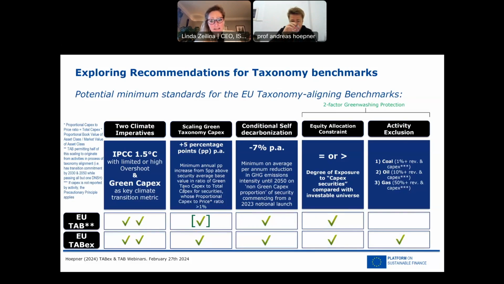Does the 7% year-on-year reduction limit the ability for benchmark administrators to select assets that may be decarbonizing at a different rate? The answer to that is no, because the benchmark administrator decides the weights. And so in that sense, it's no problem if some companies decarbonize 3% and others decarbonize 11%.